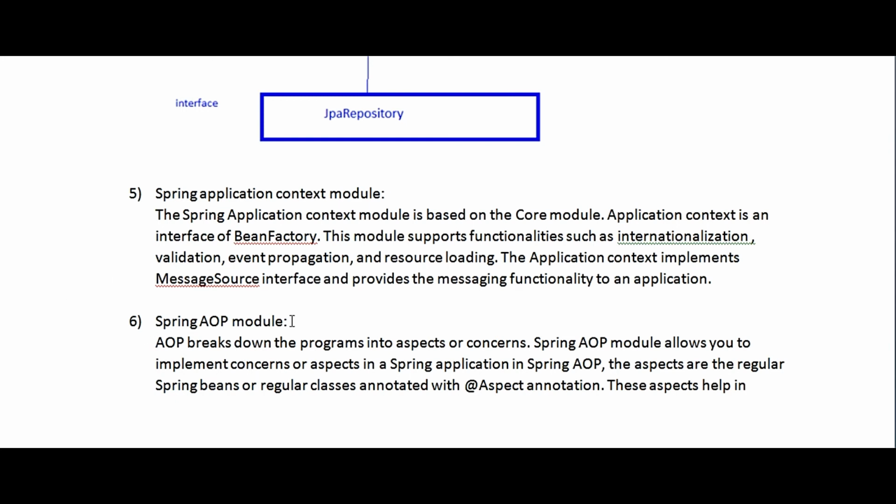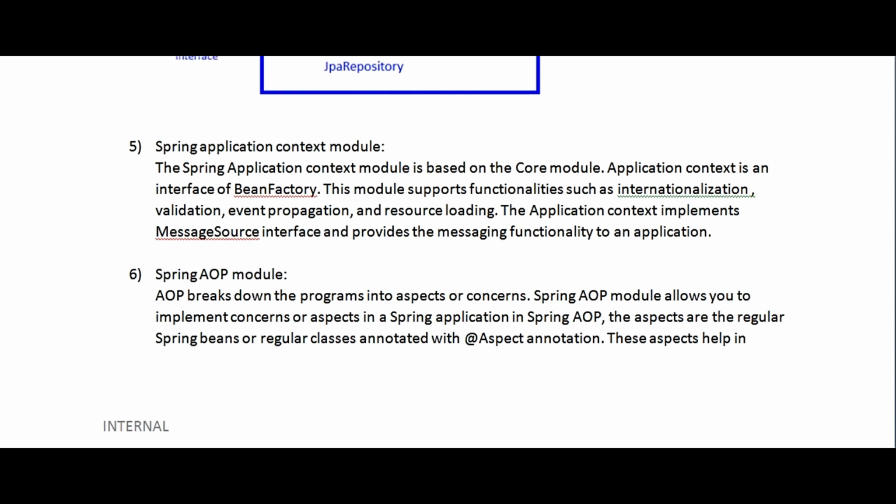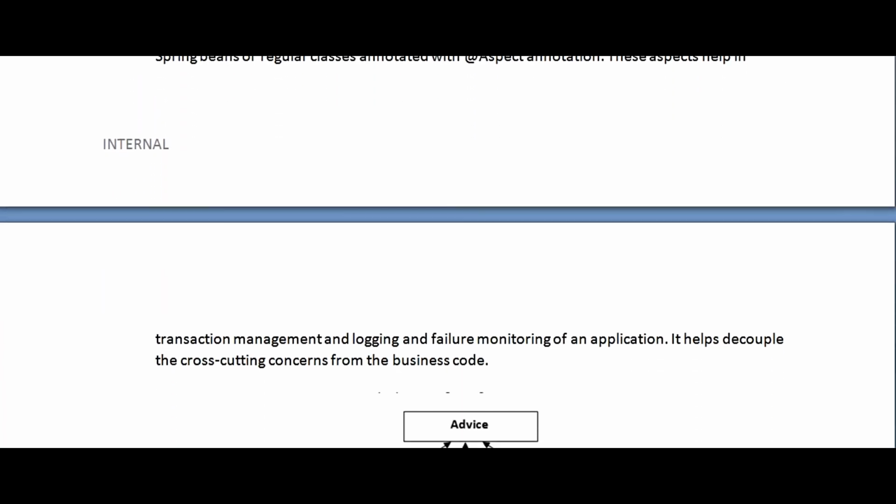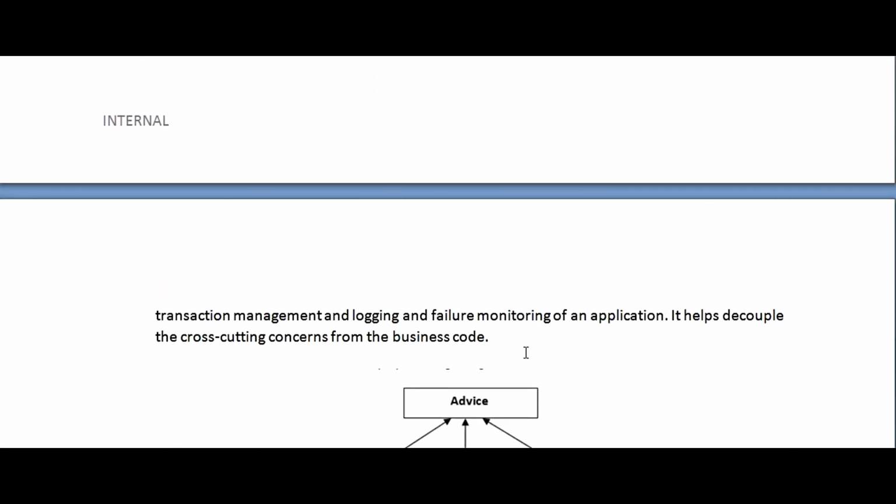So next up we have the Spring AOP module, and AOP breaks down the program into aspects or concerns. The Spring AOP module allows you to implement concerns or aspects in a Spring application. In Spring AOP, the aspects are regular Spring beans or regular classes annotated with the @Aspect annotation. These aspects help in transaction management, logging, and failure monitoring of an application. It helps decouple the cross-cutting concerns from the business code.